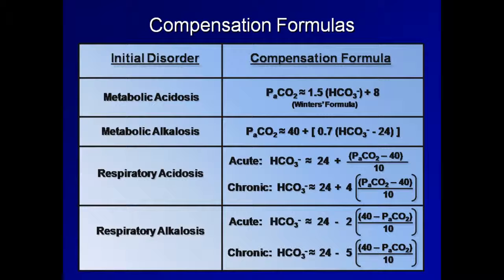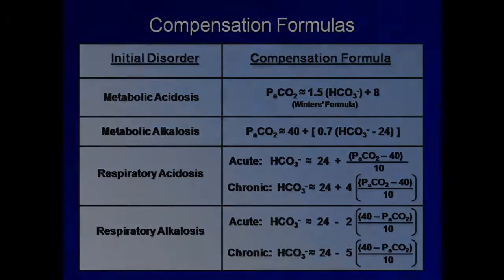One authoritative source cites a plus or minus of 5 millimeters of mercury for PCO2 when estimating respiratory compensation for metabolic disorders, and plus or minus 3 milliequivalents per liter of bicarb when estimating metabolic compensation for respiratory disorders. This wider range of error appropriately reflects the degree of uncertainty we have when diagnosing complicated acid-base disturbances.